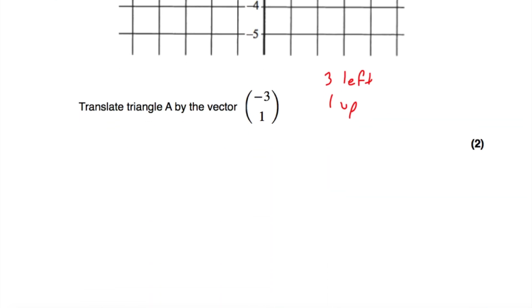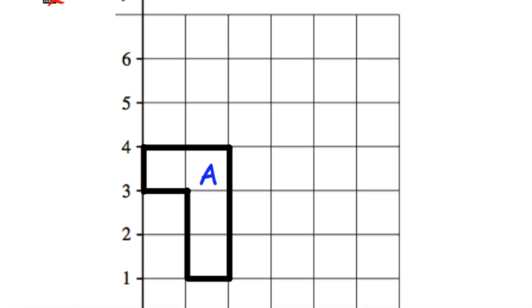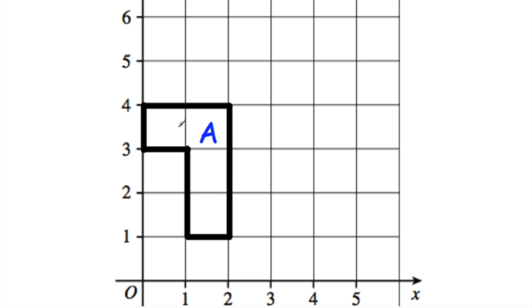Okay, let's look at our next question. Okay, so question number 9. So question number 9, we've got the shape on a grid.